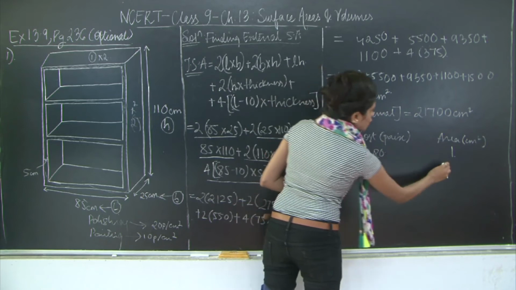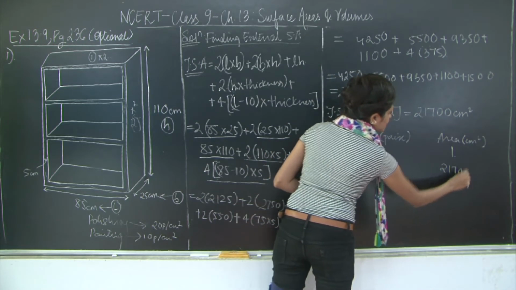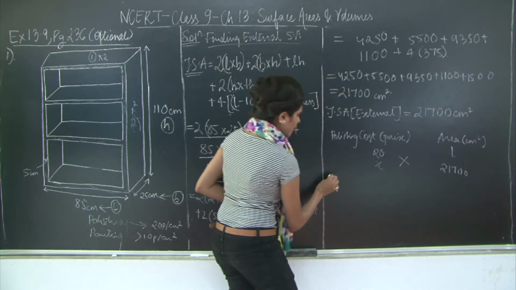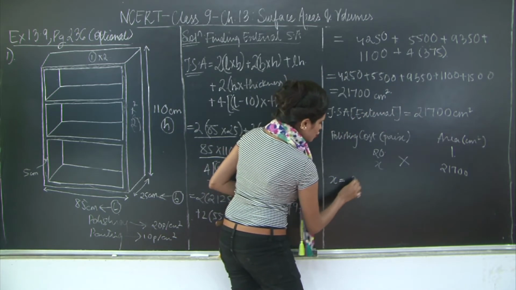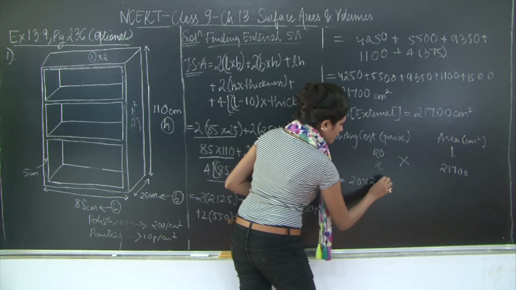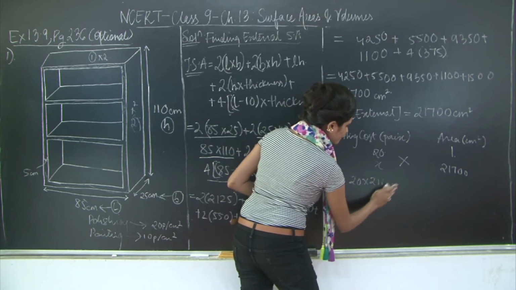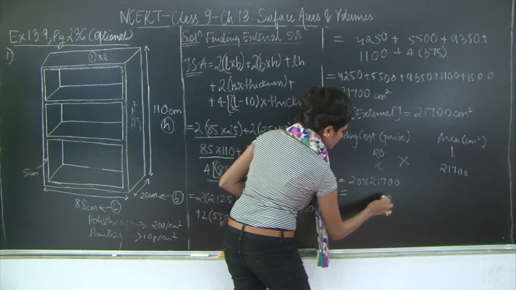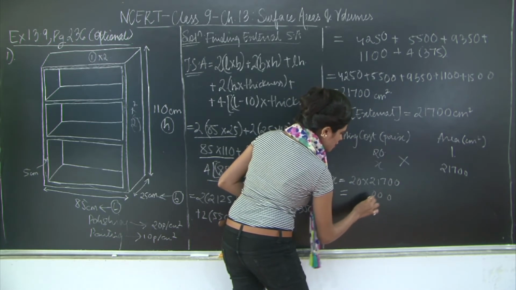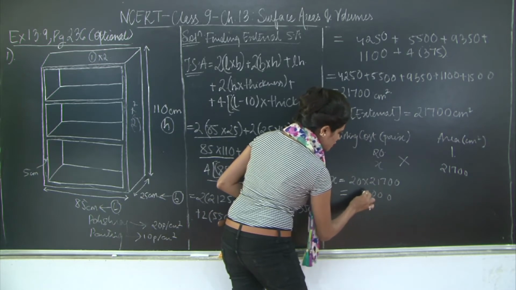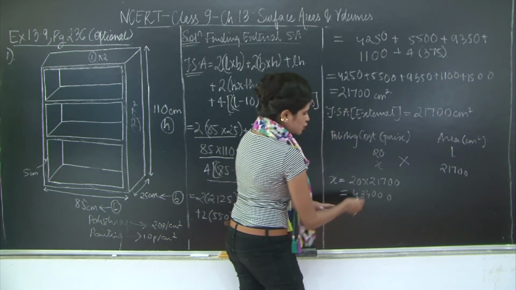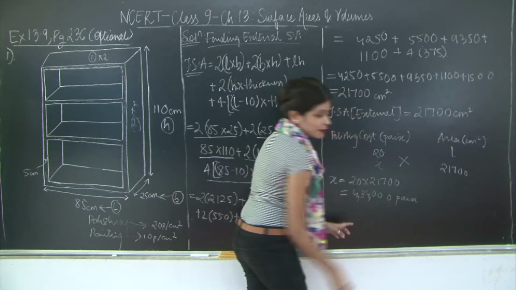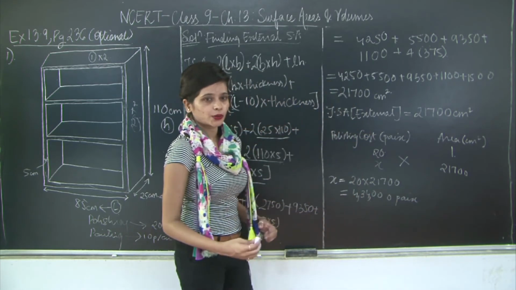Therefore 21,700 centimeters square costs how much? I'll cross multiply and what do I get? I get x is equal to 20 into 21,700. So this is going to be equal to 0, 2 zeros are 0, 2 zeros are 0, 2 sevens are 14, 2 ones are 2, 3 and 2 twos are 4. So 434,000 paise.